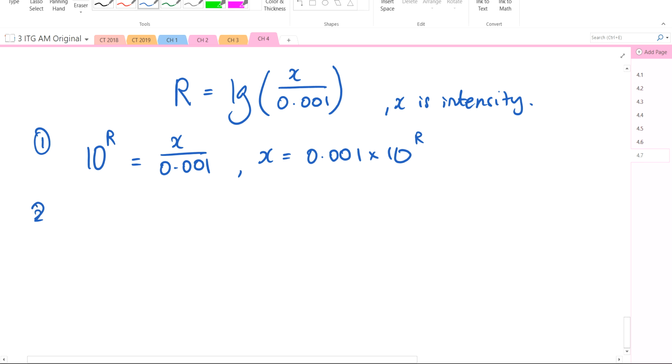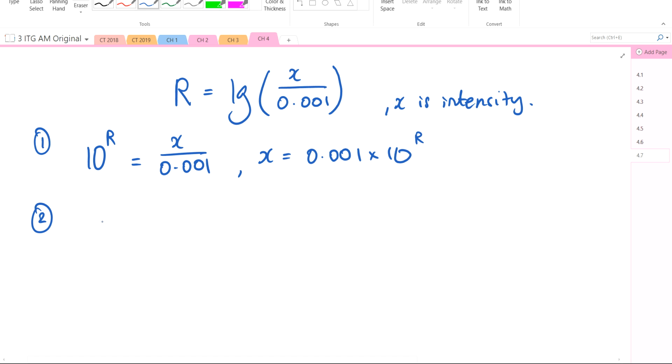Calculate the intensities X for both the 9 magnitude earthquake in Japan and the 7 magnitude earthquake in New Zealand. Without knowing logarithms, it looks like there's only a difference of 2 units. 7 and 9, 9 minus 7 is 2 units. Okay, let's see what the difference in intensity is.